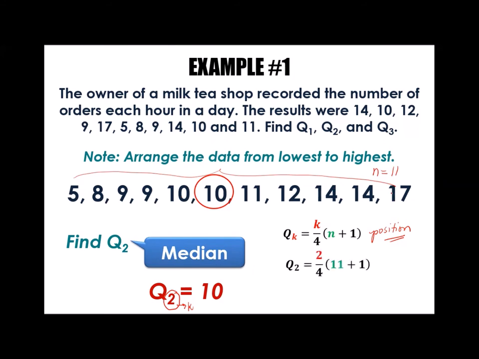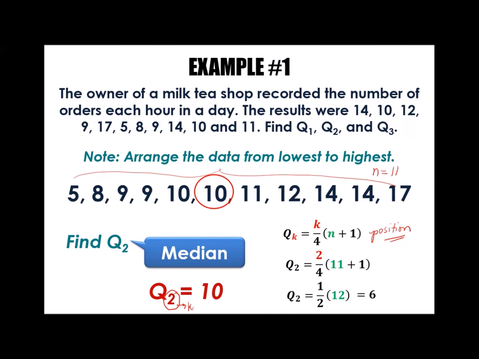So, we're just going to substitute that. We will have 2 over 4 times the quantity 11 plus 1. And then, simplify mo lang, katulad ng mga ginagawa natin before. So, the lowest term of 2 over 4 is 1 half, and 11 plus 1 is 12. So, in short, ano ang kalahati ng 12? The answer there is 6.